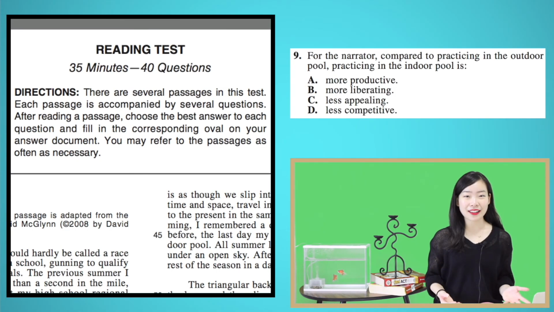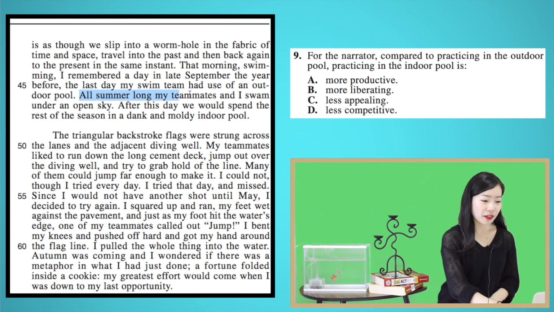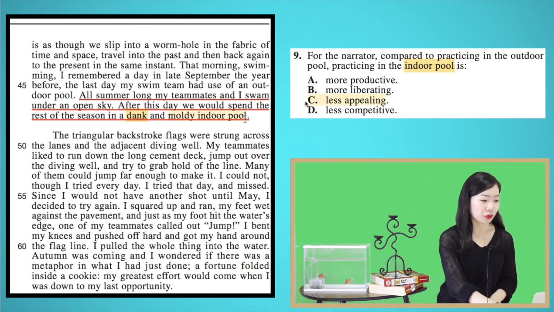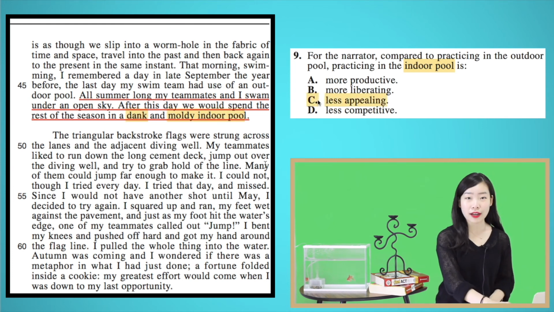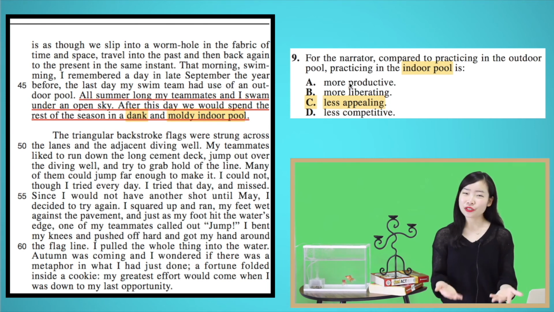For question number 9, let's go back to line 46. It says, "All summer long, my teammates and I swam under an open sky. After this day, we would spend the rest of the season in a dank and moldy indoor pool." So it sounds like these swimmers don't really like the indoor pool. So C is correct.